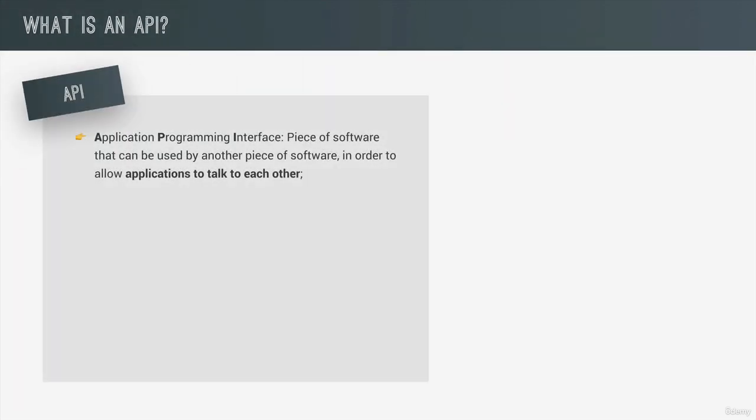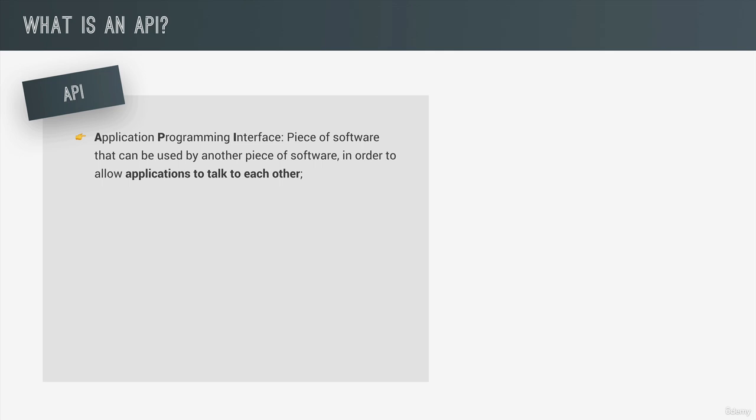So first of all, API stands for Application Programming Interface. Now, in general terms and on a very high level of abstraction, an API is basically a piece of software that can be used by another piece of software in order to basically allow applications to talk to each other and exchange information. And that's true not only for web development and JavaScript, but for programming in general.